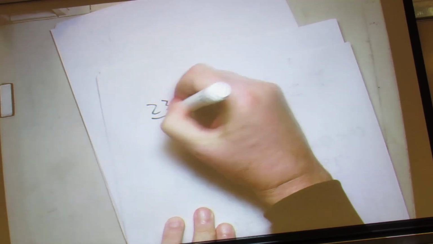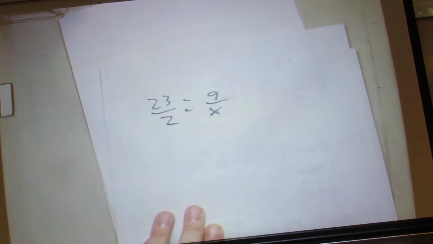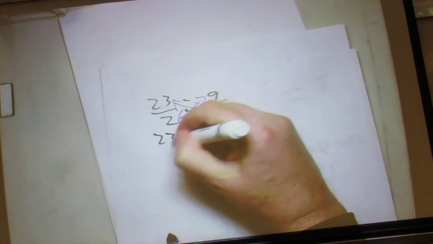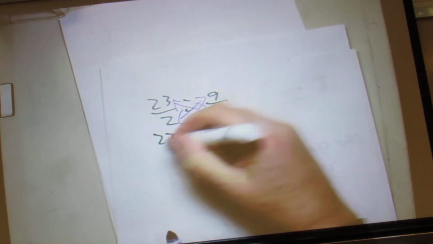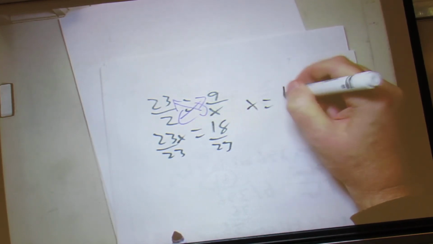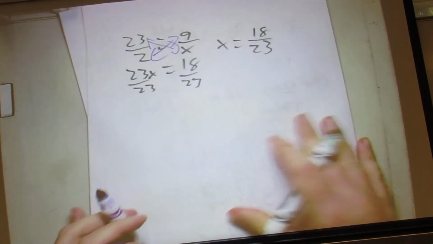Then we're going to have a ratio, something like 2/3 equals 9 over x. We're going to cross multiply here. So it's going to be 2x equals 27. Divide both sides by 2, and x equals 27 over 2.